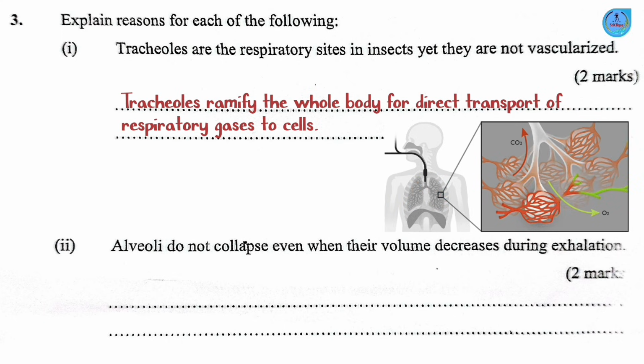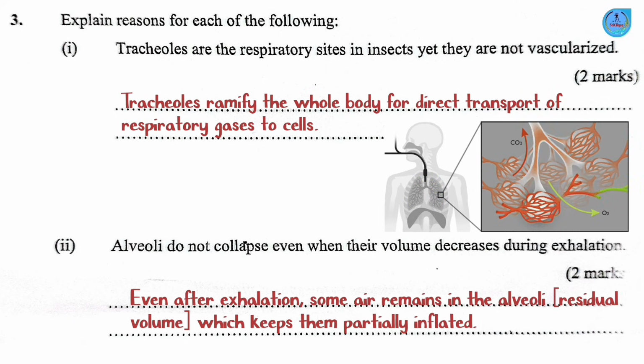Okay. So this essentially means that even with your most forceful exhalation, there will still be a small amount of air that will remain in the alveoli. And this is what is termed as the residual volume. So this ensures that the alveoli are never completely empty of air. So having this residual air inside the alveoli prevents them from completely collapsing.